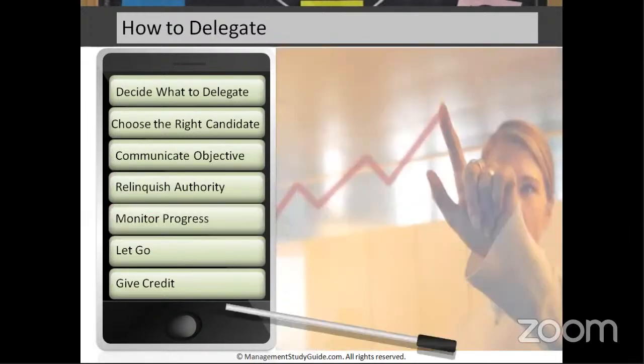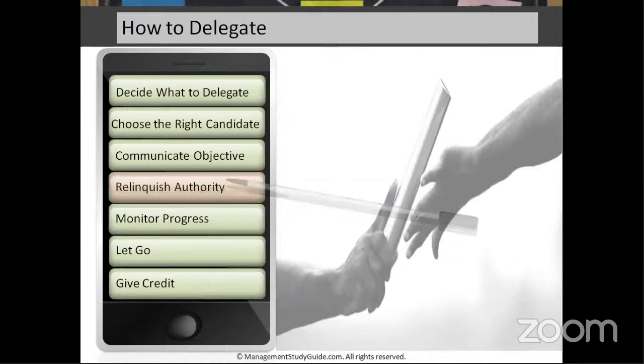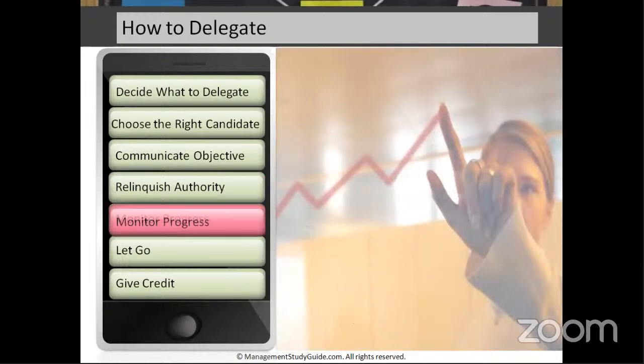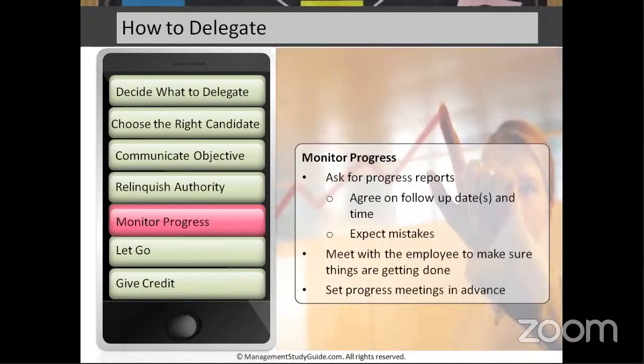Relinquishing authority. Encourage independence. Allow the delegate to make decisions. Don't second guess. Monitor progress. Ask for progress reports. Agree on follow-up dates and time. Expect mistakes. Meet with the employee to make sure things are getting done. Set progress meetings in advance.